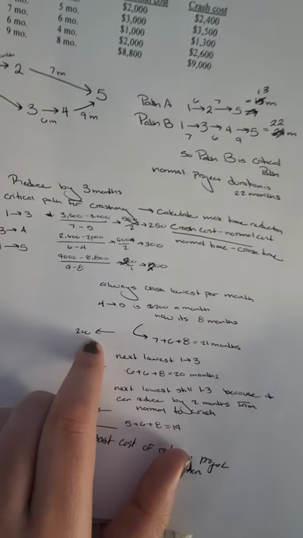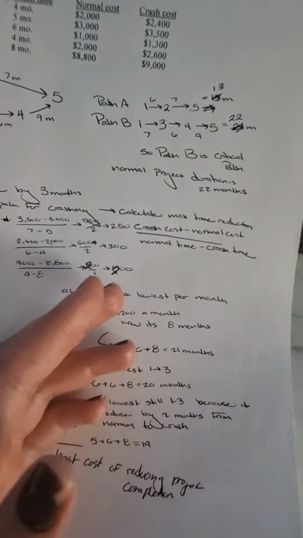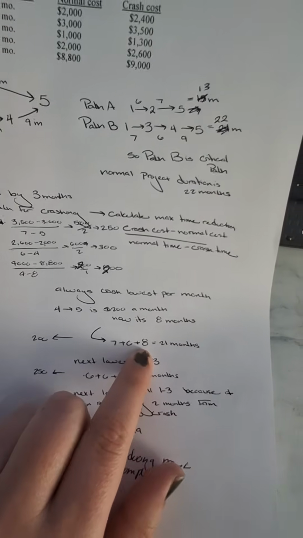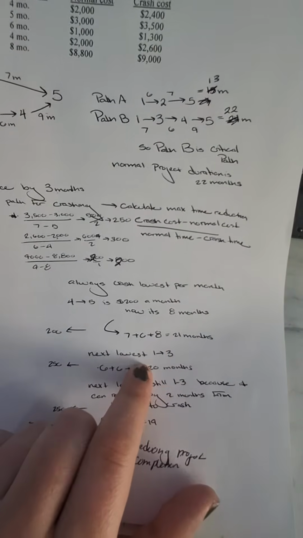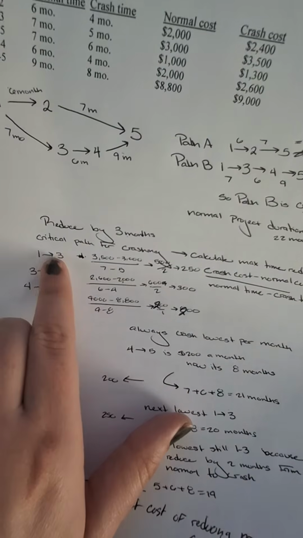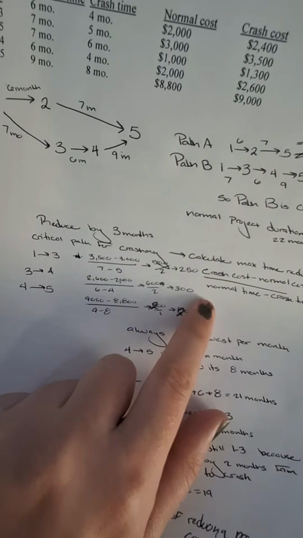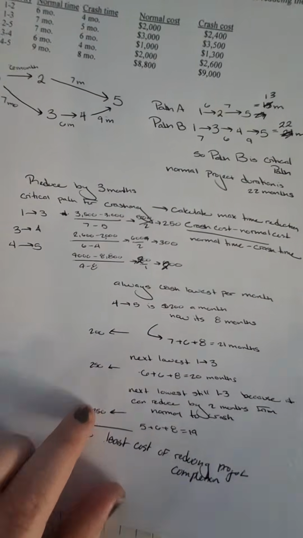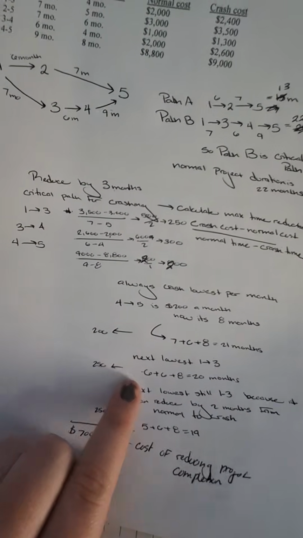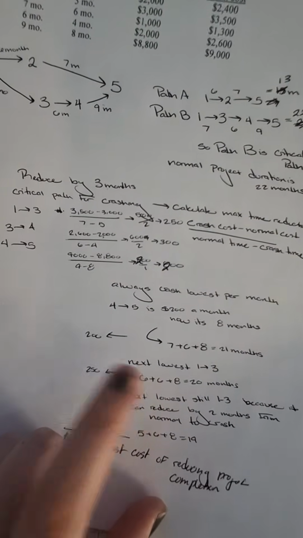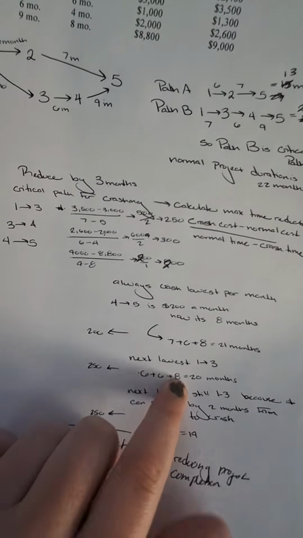So now that's $200 we just spent to make things go a little faster. So our first one is still 7 plus 6, but now it's taking 8 months. Our next lowest is going to be right here because this only had 1 month. See? Now 1 to 3, $250. So now we're going to lower it by another month. That's going to cost $250, and that's going to make our path 1 to 3, instead of 7 months, it's 6. So 6 plus 8 is 20 months.